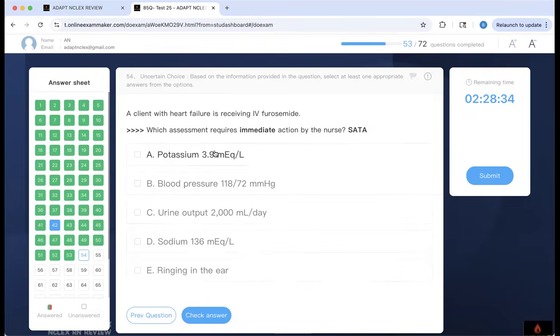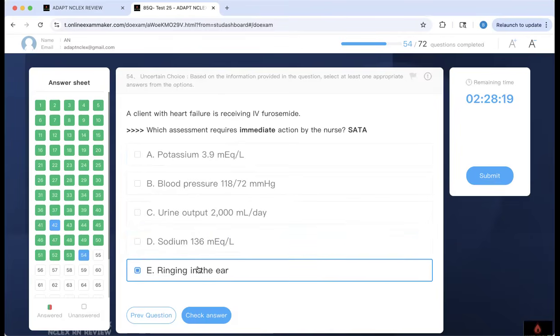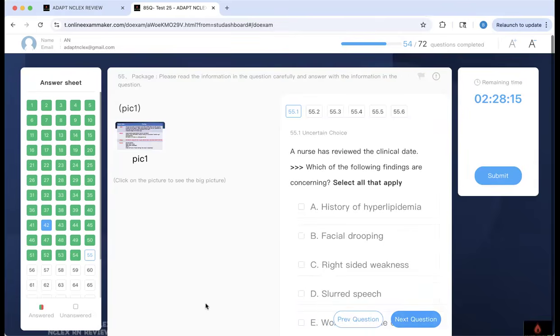But I can tell you, potassium 3.9 is normal. Why do you pick it? Blood pressure is still normal. Why do you pick it? Urine output, I expect your urine output to go up. Don't pick it. Sodium, still normal. Don't pick it. Ringing in the ear is bad. We've got to slow down the IV infusion.